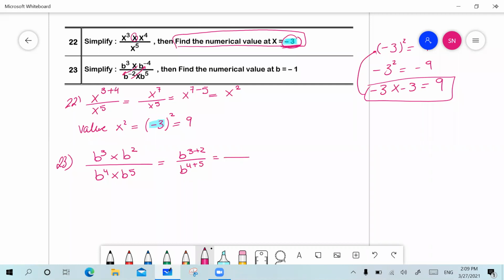Okay, and this is equal to b to the power of 5 over b to the power of 9. Okay. Which is equal b to the power of 5 minus 9. Exactly. Equal b to the power of negative 4. Equal 1 over b to the power of 4. تمام. Now I want to find the value when b is equal to negative 1. It's gonna be 1 over negative 1 to the power of 4. يبقى الفاليو بتاعي 1 over negative 1 to the power of 4 يعني 1 over 1. تمام.